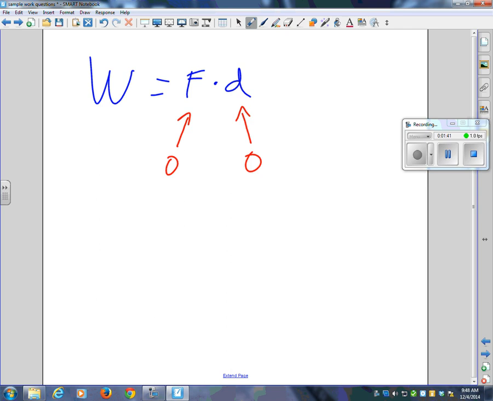Case number two: when an object is lifted vertically, work is done against the force of gravity. Note that the force needed is the weight of the object, so mg, and so the work done is really, and I'm deriving a formula here, F times d. The weight force is mg. Work done in this case, mgd.